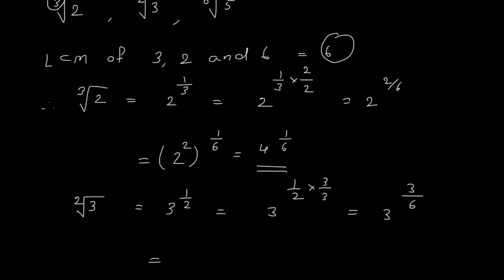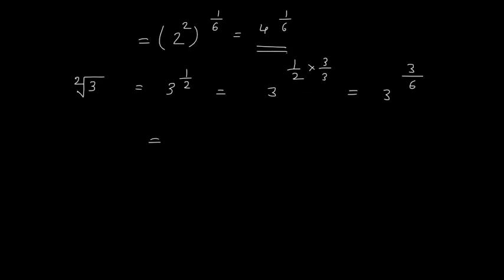We have to write 1 upon 6 outside. So this is 3 power 3, the whole power 1 upon 6. 3 power 3 is 3 times 3 is 9, 9 times 3 is 27. So this is 27 power 1 upon 6. Here I got 27 power 1 upon 6, and here I got 4 power 1 upon 6. Next number is the 6th root of 5.